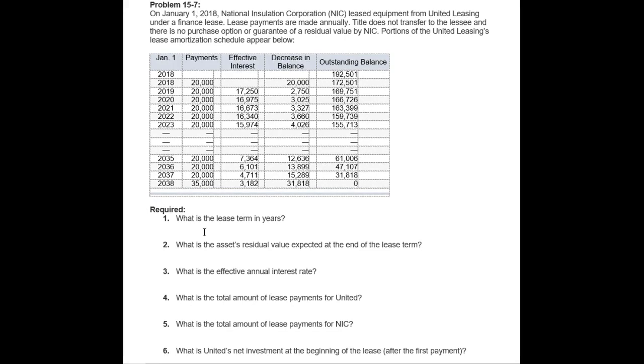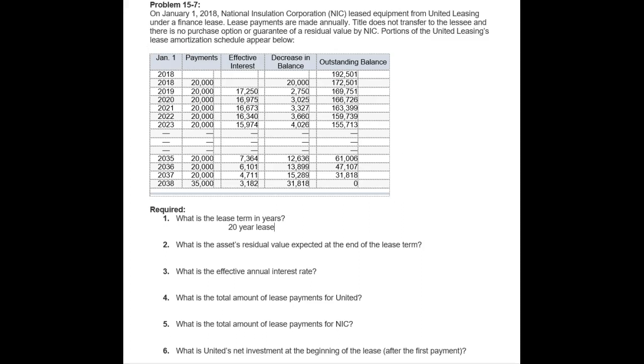Well, that just tells us how long the lease is in years. It's going to be a 20-year lease. Notice the last entry is 2038, when we actually pay or return that equipment to them. It starts in 18, so that means we know that this is a 20-year lease.